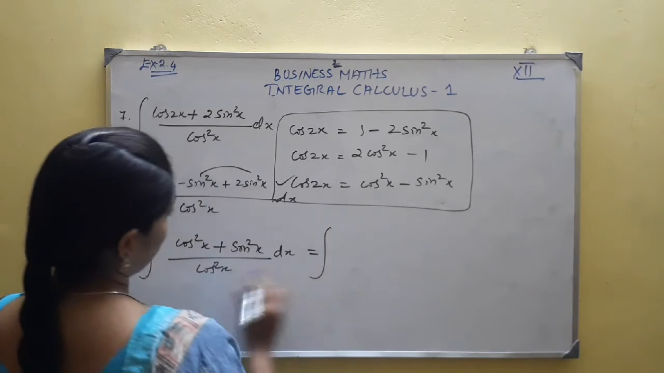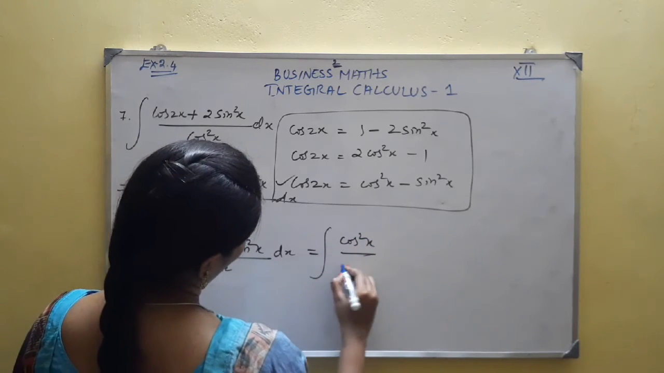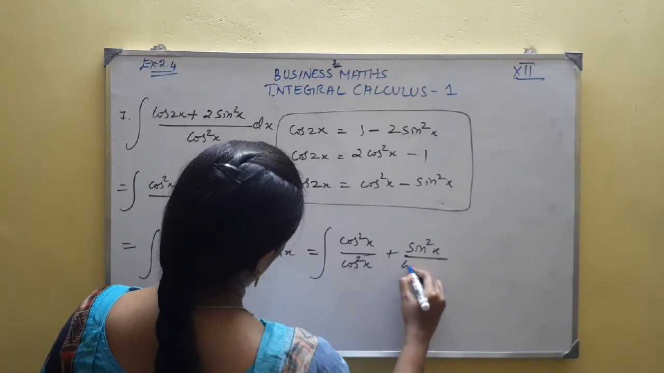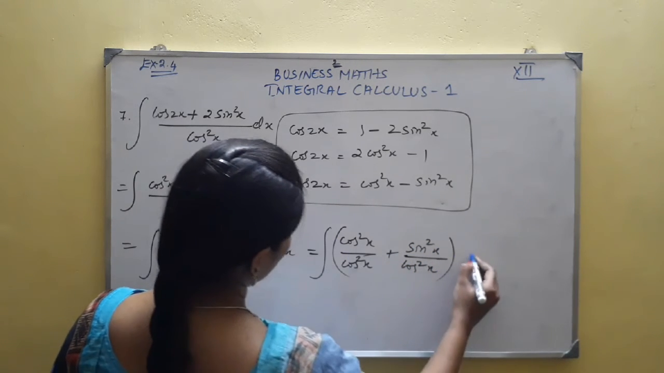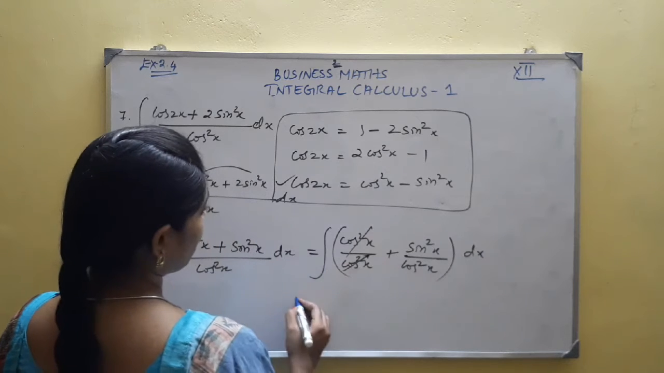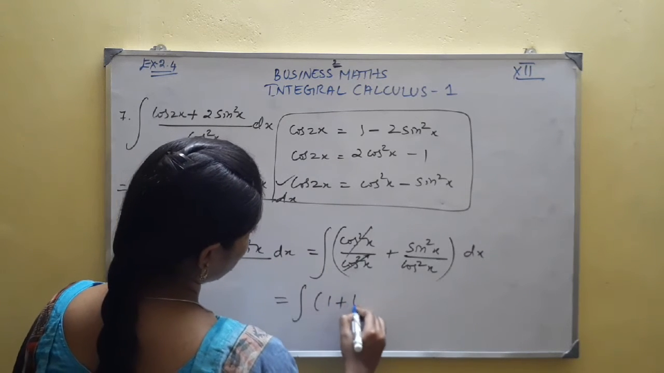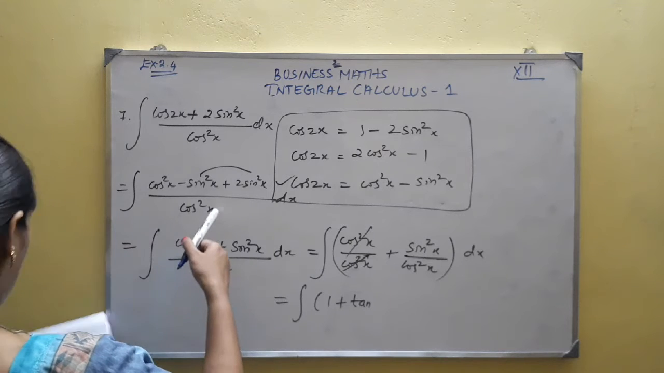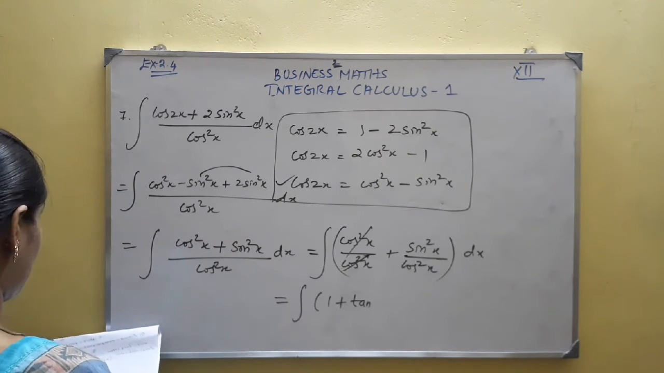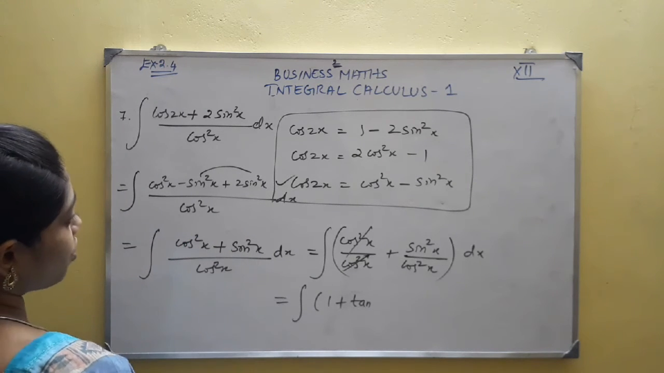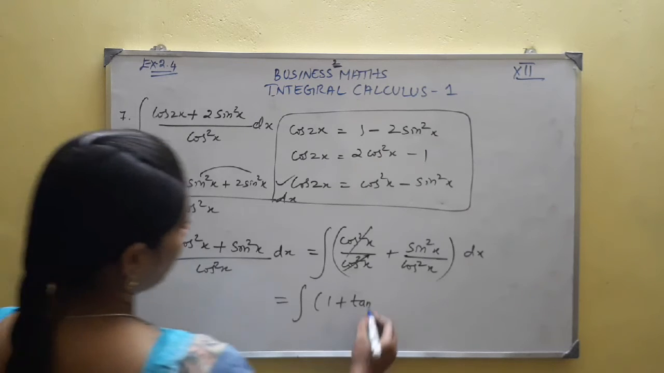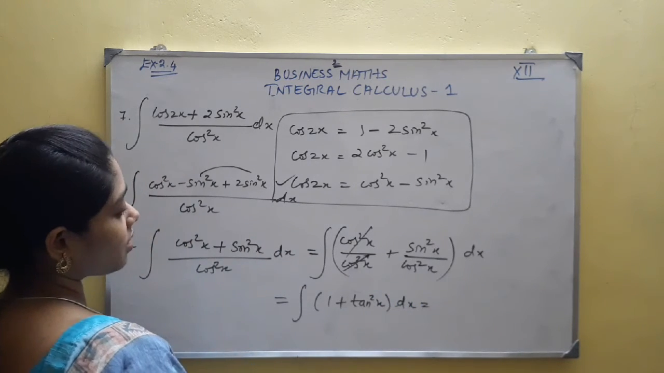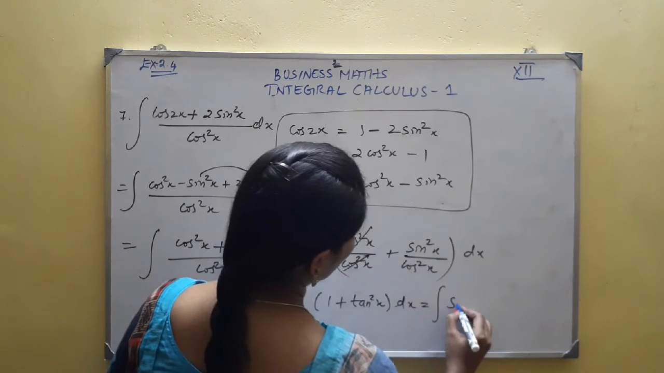If I rewrite this this way, I will get this cancel: integral 1 plus, and this gives me sine square x by cos square x, that is nothing but tan square x, into dx. So 1 plus tan square x is actually secant square x, no?